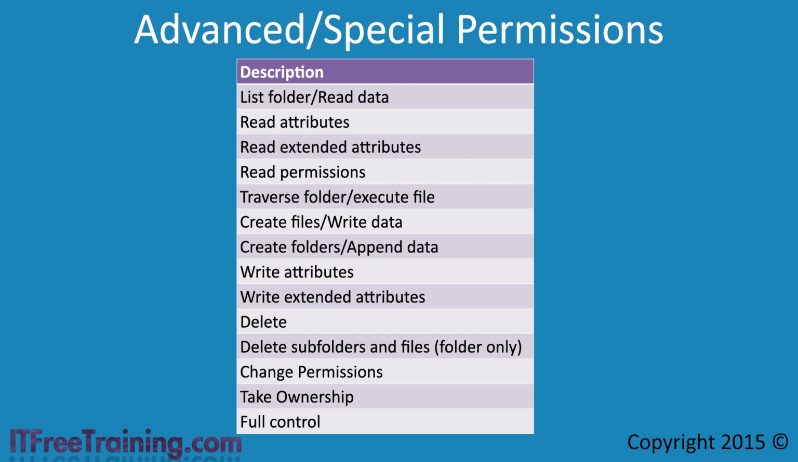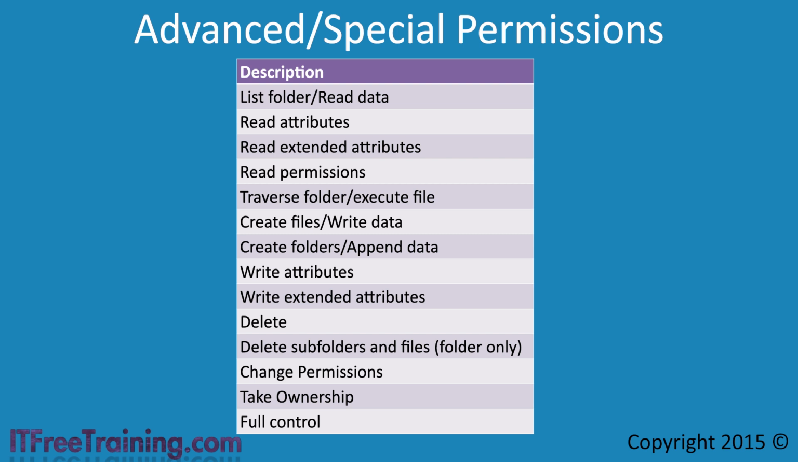Depending on whether the permission is applied at the folder or file level will affect what it does. For example, the first permission, list folder read data, when used at the folder level will allow the files in a folder to be seen. But if it is applied to a file, it will allow the file to be read.